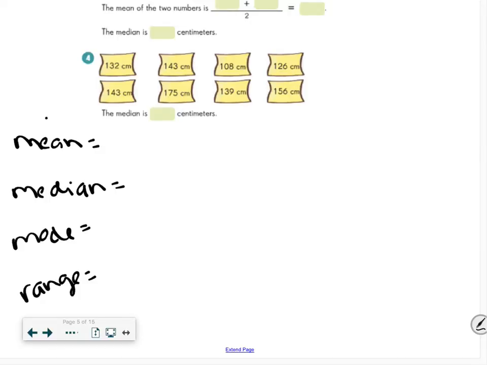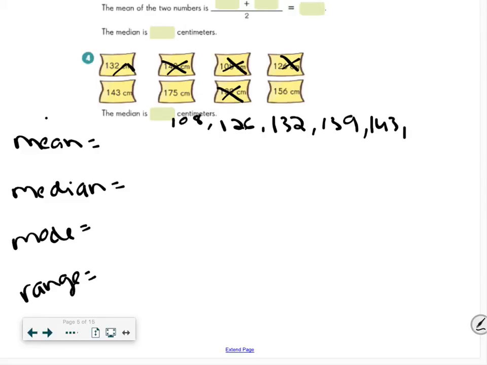All right, I'm assuming that you did the work. First of all, you have to order the numbers from least to greatest. That's the most important thing. If you do not do it, you're going to get it wrong. So the lowest number is 108, and then I cross it off. That way I know I don't do it twice. The next lowest number is 126. Cross it off. Then I have 132, 139, 143, 143 again, 156, and 175.